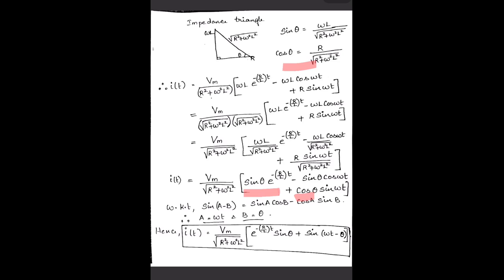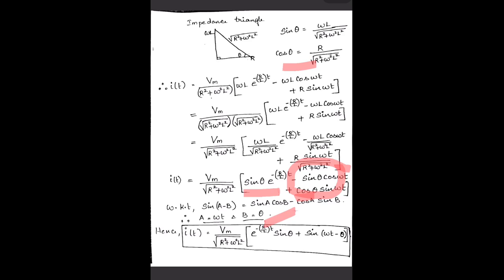So you have sin theta e power of minus r by L t minus of sin theta cos omega t plus of cos theta sin omega t. These two terms are related as sine of a minus b. We know the relationship of sine a minus b, which is sine a cos b minus cos a sine b. So therefore, when you compare this relationship over here, sine a cos b is nothing but sine omega t cos theta, minus cos a sine b is nothing but minus of cos omega t sine theta. So therefore, a is related to omega t and b is related to theta.